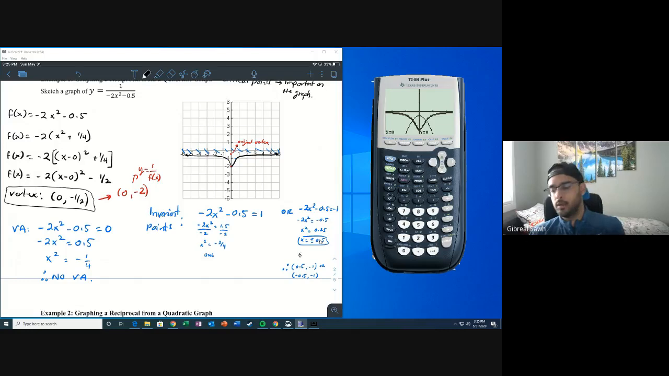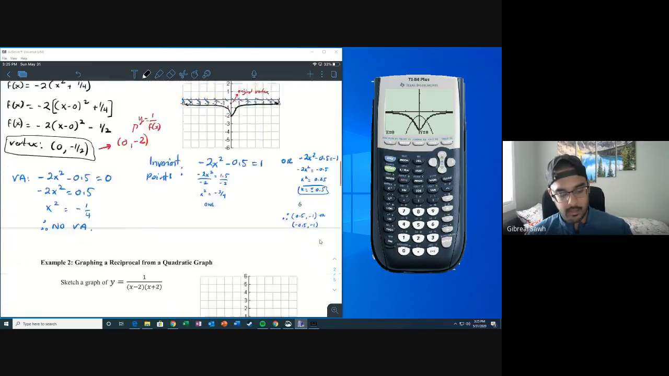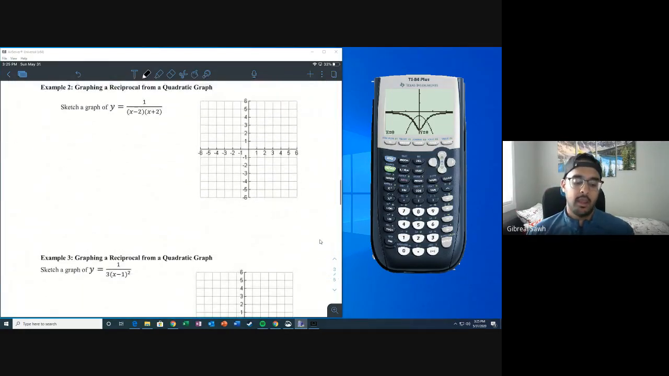Okay, so let's try another one that might look a little different. Now, the previous one we did not have a vertical asymptote. Now this one, I can already tell you we'll have 2, because I've got 2 distinct factors here. So let's go find those vertical asymptotes first. Our vertical asymptotes will come from the factors. So that means one of them is x equals 2, and my other factor is x plus 2 equals 0, so x is equal to negative 2.